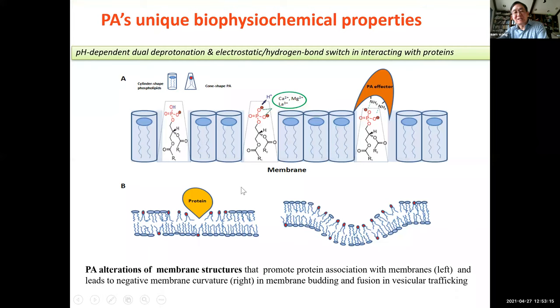What is the PA dynamics in the nuclei, how do they interact, how is it produced, what are the functions? This opens many questions. With that, this shows why PA is unique, but I think we're short of time. If any of you have questions, I can talk about this.